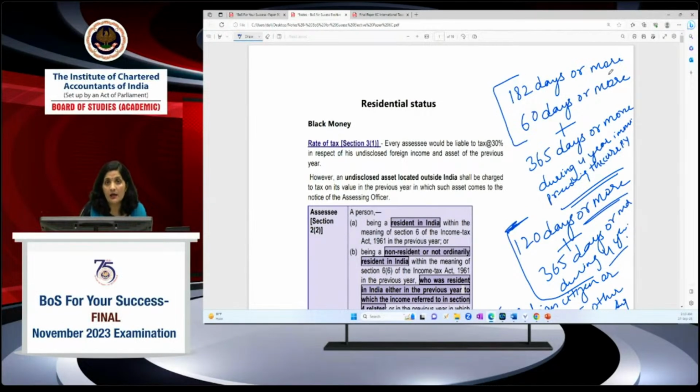And once he becomes an RNOR, the taxability, the chargeability, the scope of total income would undergo change. The income which accrues or arises outside India will not be taxable, except the income from business controlled or profession set up in India. Only that income would come into total income, right? So यहाँ पे आपको देखना है कि on what basis he will become resident or he will become RNOR और ROR, these things.